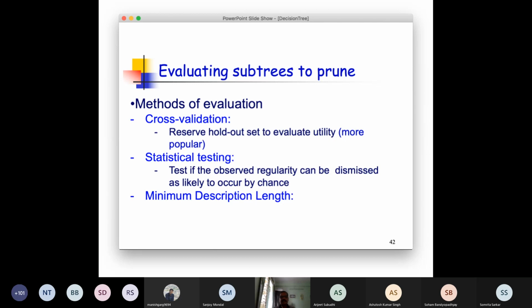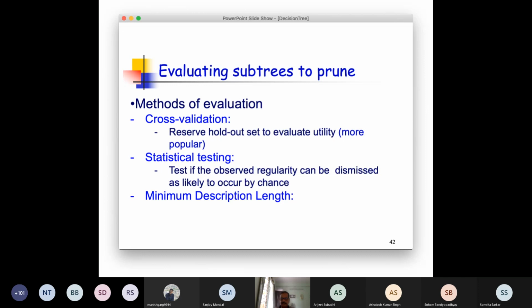Now there are also techniques for statistical testing. I'm not detailing them out, but the idea here is that you are trying to see whether the kind of tree, the decision making process that you have obtained, has occurred by chance, randomly, or whether there is an order.